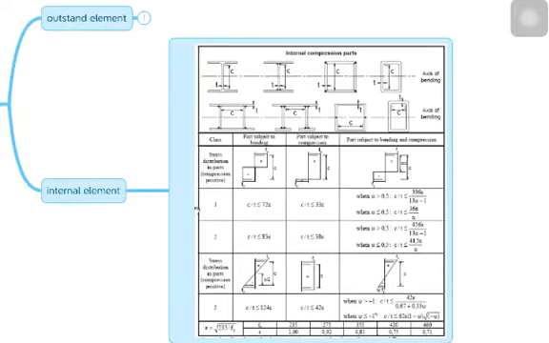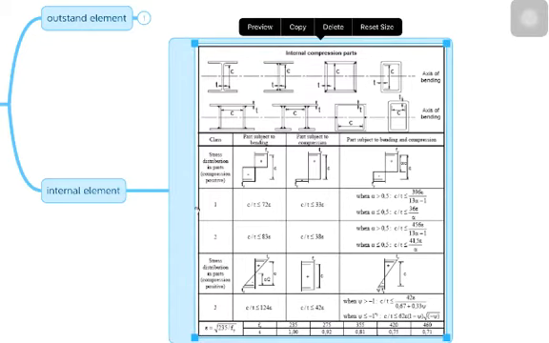And for the internal element, similarly, you look at table 5.2, and you look at whether it's part subject to bending, part subject to compression, or part subject to bending and compression. In this case, because there is only axial load acting on top of the column, we just look at the part subject to compression, and we refer to the column in the middle here.